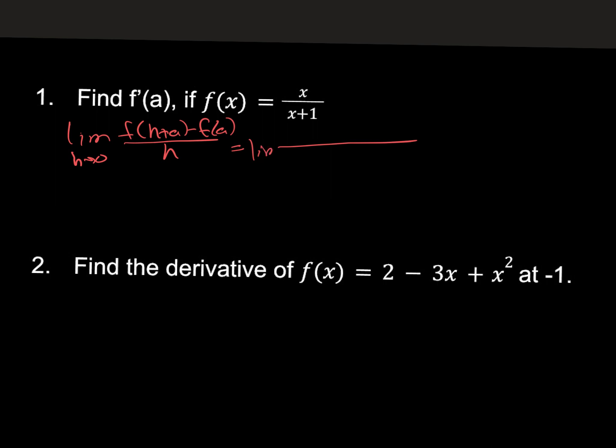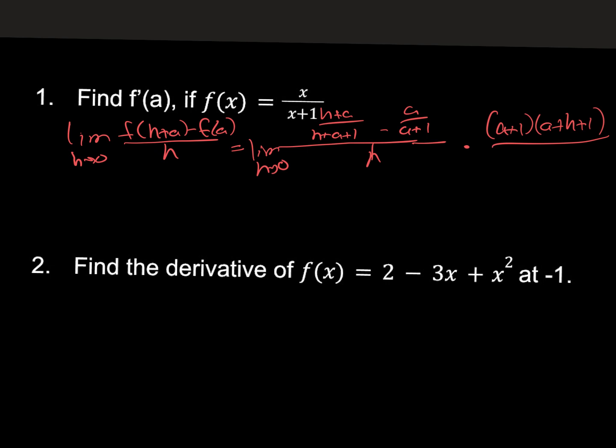The limit as h approaches 0. If I plug h plus a in there, I'm going to get h plus a over h plus a plus 1. And then if I plug a in there, I'm getting a over a plus 1, all over h. And you know, we've done 100 of these, it seems like. Always doing the same. We're going to multiply by the LCD to get rid of the fraction on the top. I might have rearranged the order there just a little bit, but that's okay.